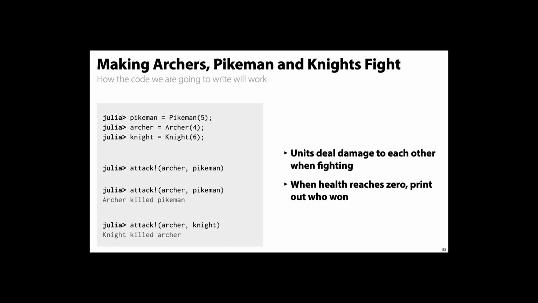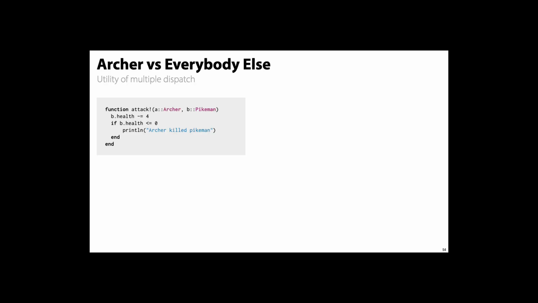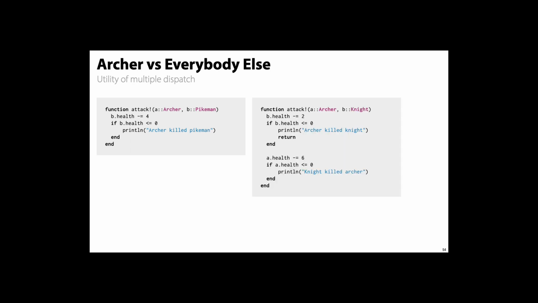So how would we implement something like this? Because depending on the arguments, we're going to do different things. So here's an example. Highlighted here, archer and pikeman. So there's the A and the B arguments. They're different types. We have an archer and we have a pikeman. In this case, we have a function called attack, and it has one method that takes an archer and a pikeman. But this function has yet another method that takes an archer and a knight, and you can see it deals with things a bit differently.